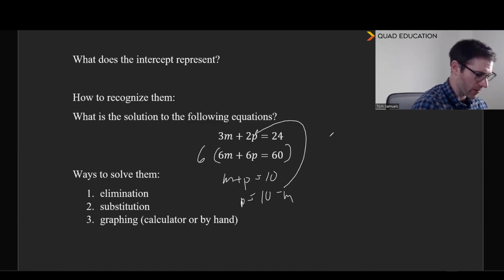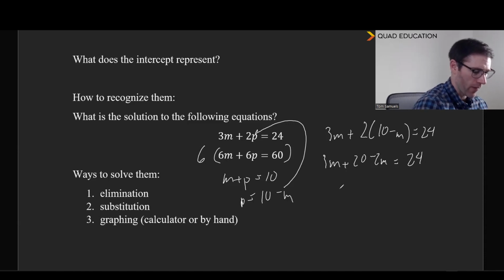And what that's going to do is give me 3m plus 2 times 10 minus m equals 24. I just distribute there. 3m plus 20 minus 2m equals 24. And that's going to tell me that 3m minus 2m is equal to m, plus 20 equals 24. So m is 4.